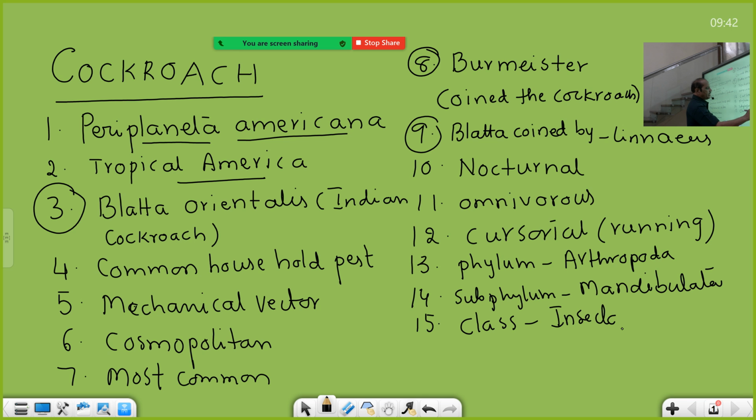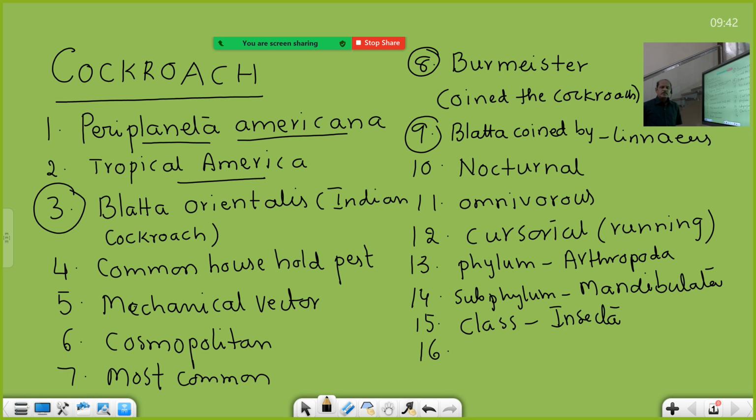Other name of Insecta, anybody? What is the other name of Insecta? Can any one of you say? Sir, Hexapoda, sir. Very good, Hexapoda, six-legged. How can we identify any insect, not only cockroach? Any insect can be identified by the presence of three pairs of legs in the thoracic region. Thoracic segments are also three in number: prothorax, mesothorax and metathorax. Each thoracic segment gives rise to a pair of legs.